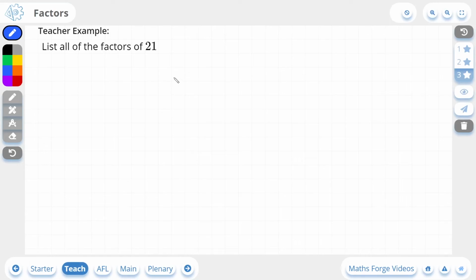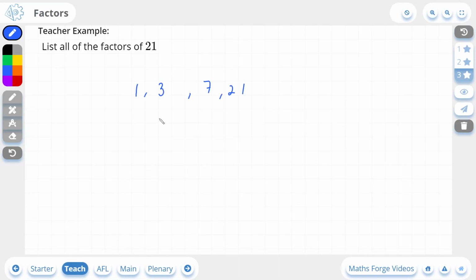And if we do another three-star example, list all of the factors of 21. Well, I know that 1 and 21 multiplies to give you 21. You can't multiply anything by 2 because this is an odd number and multiplying by 2 gives you even numbers. How about 3? Well, if you know your 3 times tables, you should know that 3 multiplied by 7 gets you to 21.